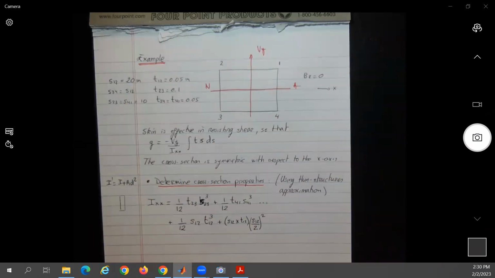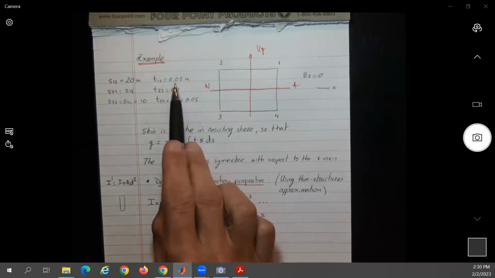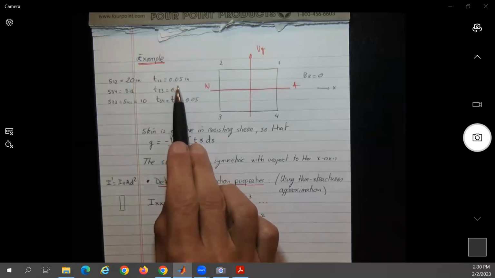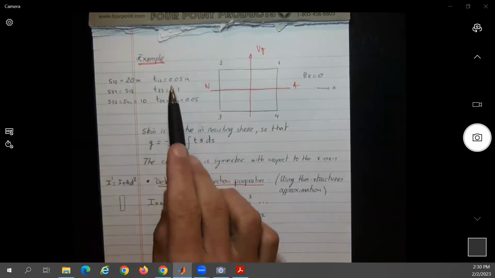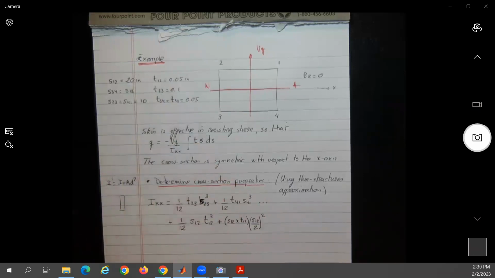Now, this is the thin structure approximation. What is T12 equal to? It's equal to 0.005. All right. So if you take this value to the cube, what's going to happen to that term? It's going to become very small. So actually, you could say this one is going to be close to 0, no? But if you don't want to, you don't have to, okay? Does that make sense? All right. So we did this one over here, T12.